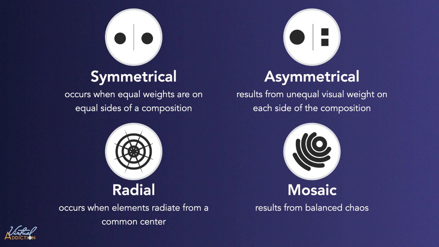Because everything radiates from this common center, everything also leads to the center, making it a strong point of attraction. Mosaic balance, or crystallographic balance, results from a balanced chaos. Think of Jackson Pollock paintings.